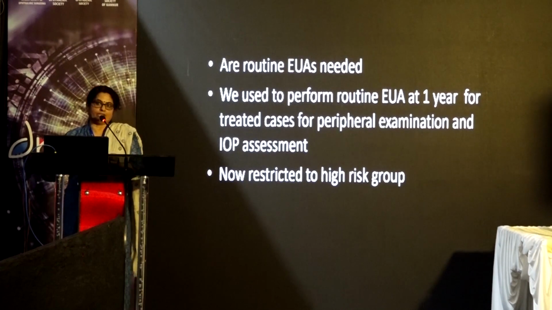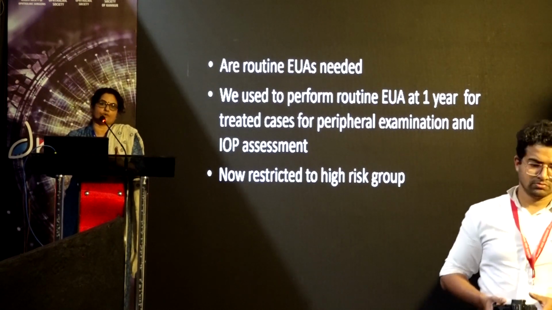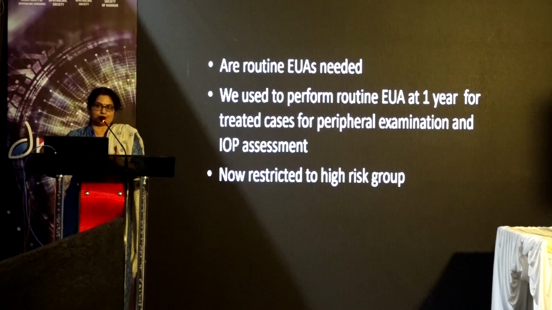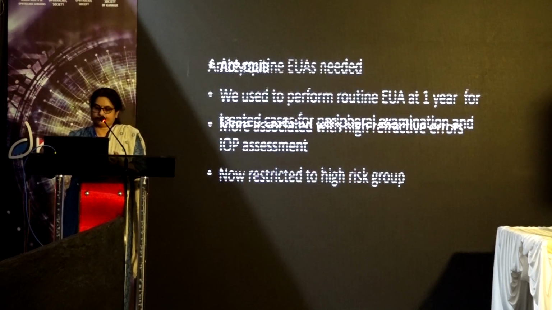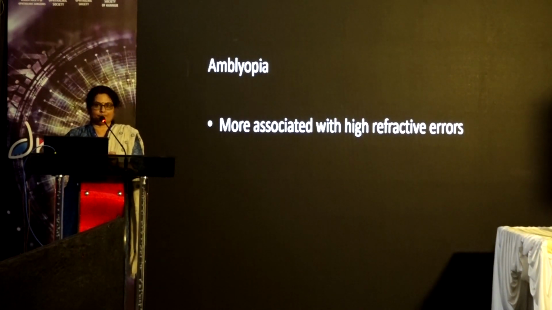So we used to do routine EUAs earlier, after 1 year of age, mainly to see the periphery of the retina and to assess the intraocular pressures. But now we have restricted this to the high-risk group because we were finding it so difficult to give the anesthesia and to get anesthesia fitness. Also we have seen that we need not do IOP assessment in all cases, because other signs of increased intraocular pressure can help us diagnose any secondary glaucomas. And amblyopia, as mentioned, is the most common, very commonly associated with high refractive errors.